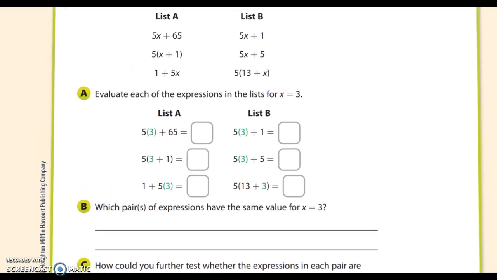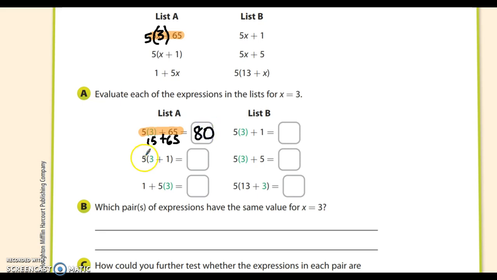Look at list A. It's 5x plus 65. Down here, we're going to change it to 5 times 3 plus 65. I've shown you plenty of times before that if you take a letter out and replace it with a number, it becomes 5 times that number. So 5 times 3 is 15. We're going to add that to 65. 15 plus 65 is 80.